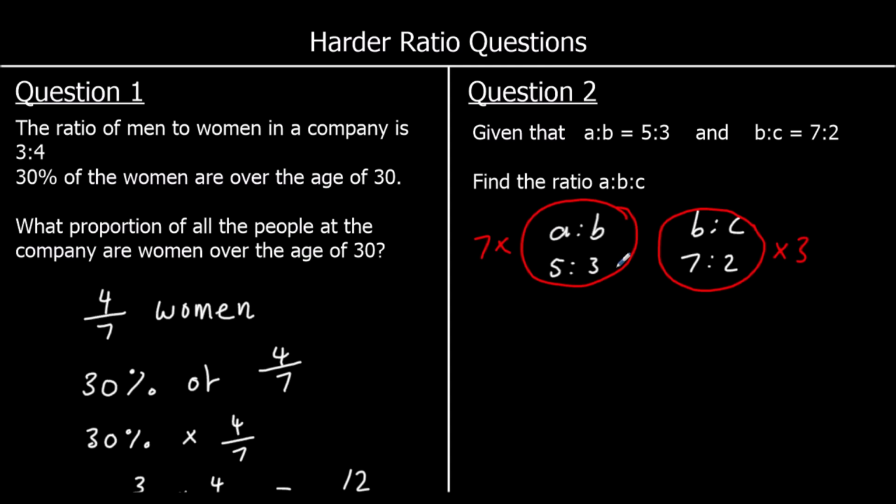So let's times this by 7. 5 7s are 35. 3 7s are 21. And 3 7s are 21. 2 3s are 6. So the ratio A to B to C is 35 to 21 to 6.